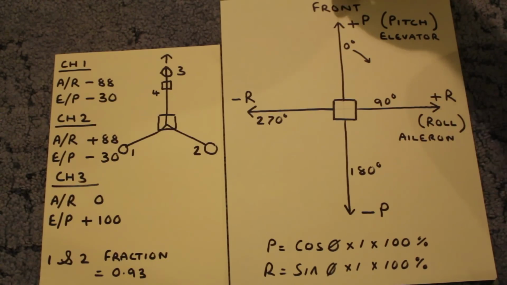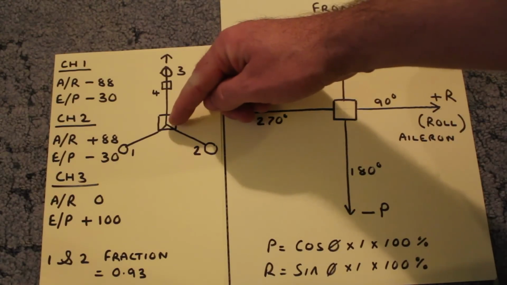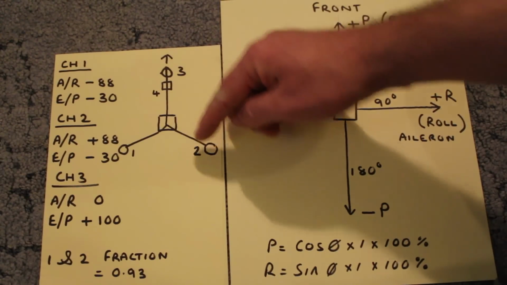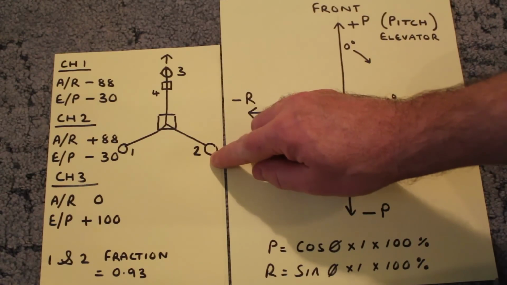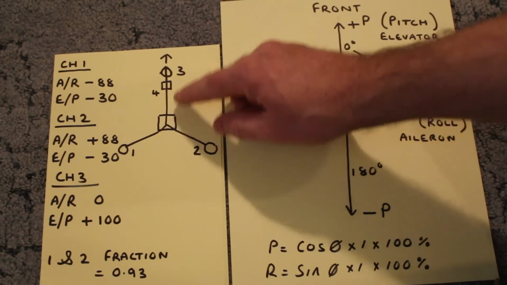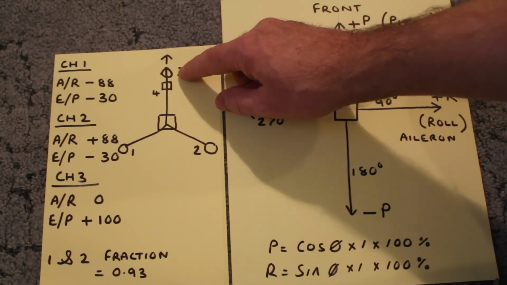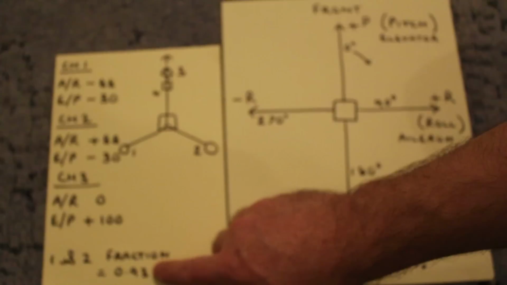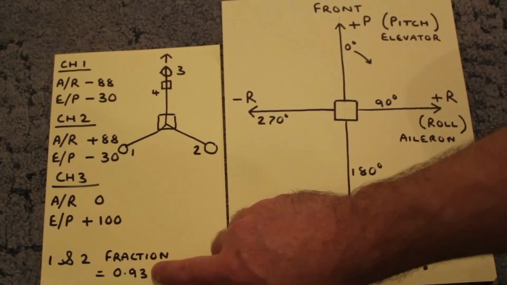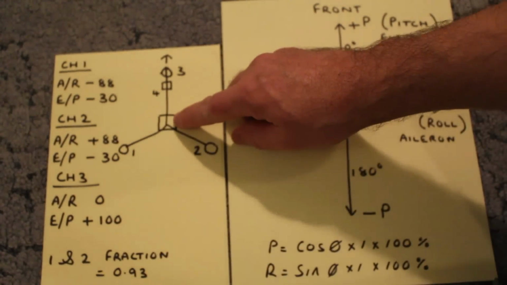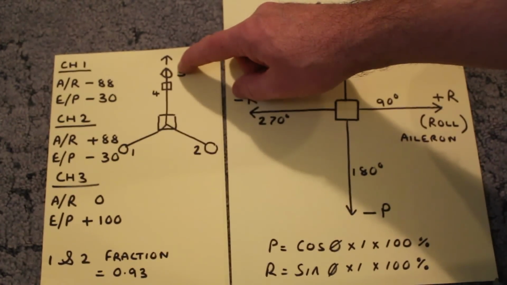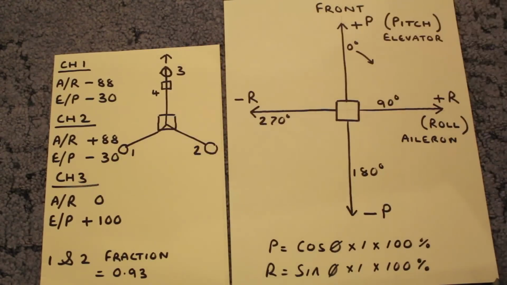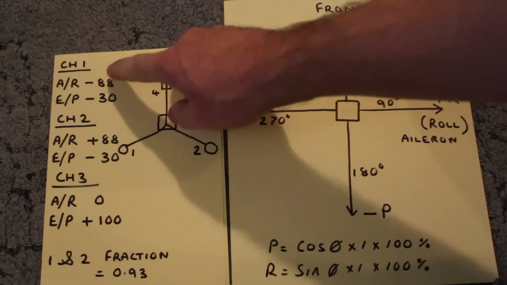And in the case of mine, the radius from the center of the flight control board to motors 1 and 2, the distance is slightly less from the flight control board to number 3. Because of that, instead of using 1, we use 0.93. This just works out as a ratio between the distances from the longest one, which is 3, to the shortest ones. And if you put all those into the equations, you will come up with these values down here.